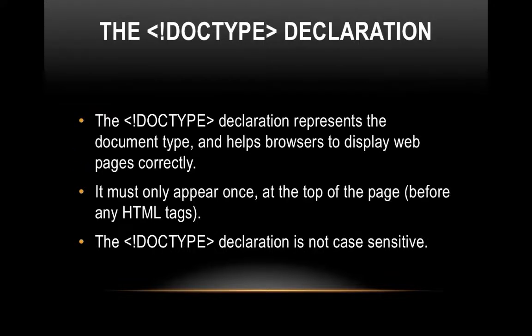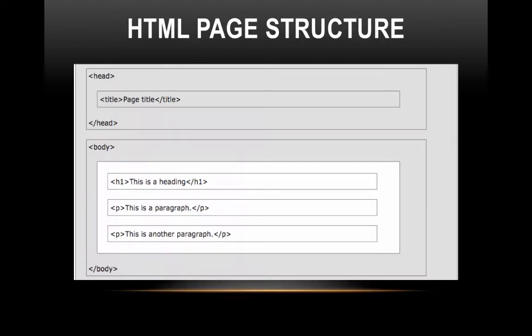So the doctype declaration. The doctype declaration represents the document type and helps browsers to display web pages correctly. It must only appear once at the top of the page, that is before any HTML tags. The doctype declaration is not case sensitive.